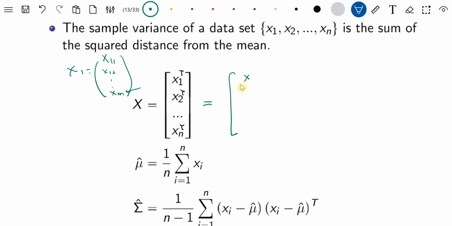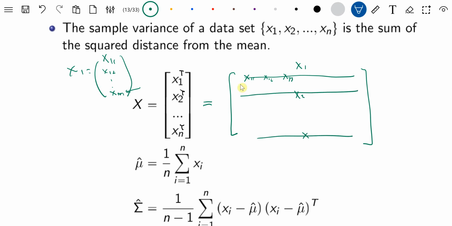So here we have x11, x12, x13. So one single row is one data point, and the second row is another one, and there are n of them. So this matrix is an n by m matrix.